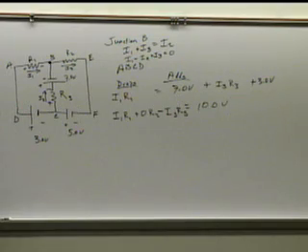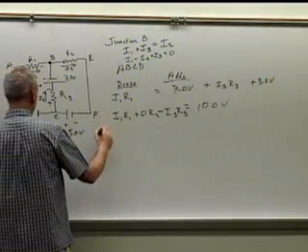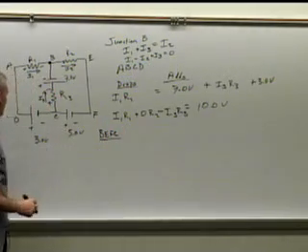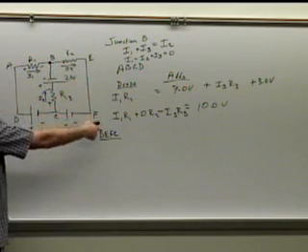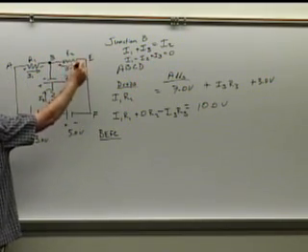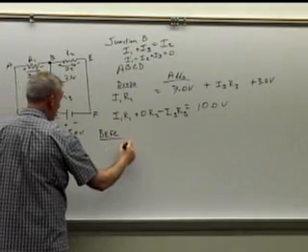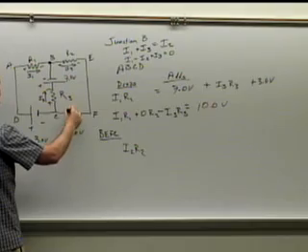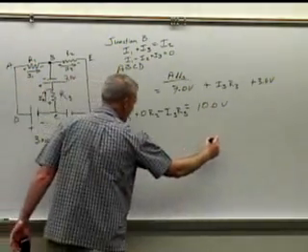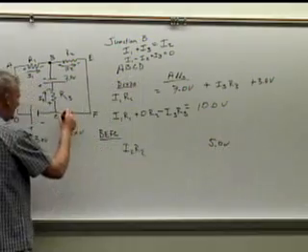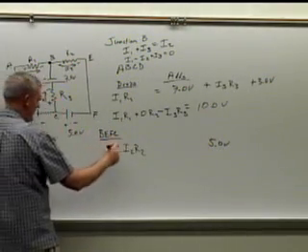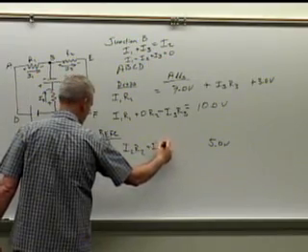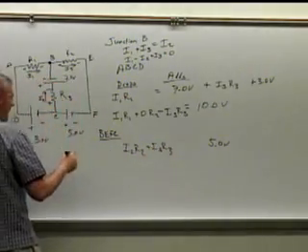And then last but not least, let's look at loop BEFC. We'll just start here at point B, since that's where we're starting. So this would be a drop of I2 R2. Comes around here. That's a gain of 5. Comes around here. That's a drop. And this is a drop.